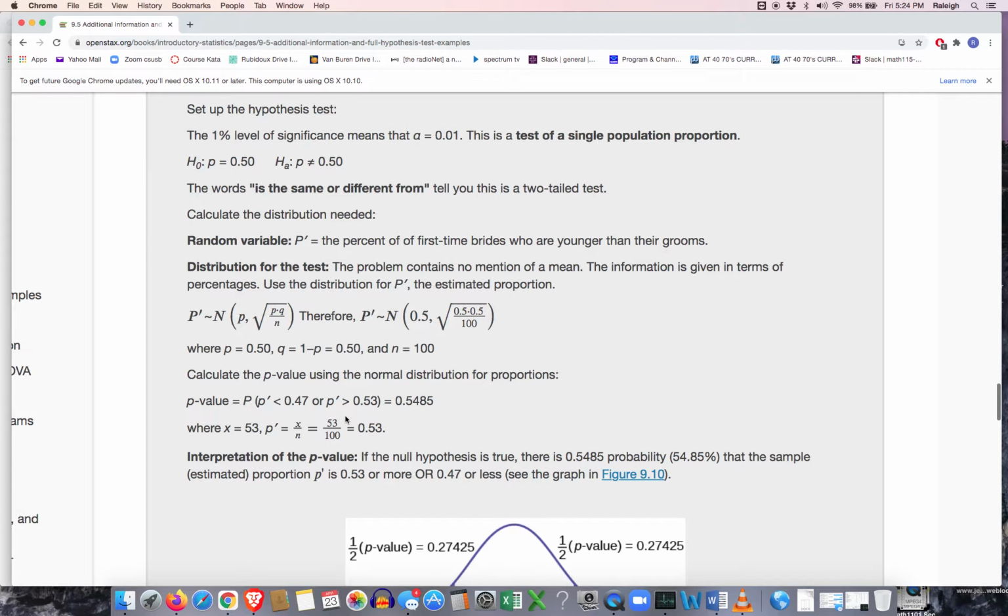You do not even come close to rejecting H0. You basically love H0 here. Please don't even think of rejecting it. So I'll try to say that as emphatically as I'm allowed to. You're going to go with the fact that it's still 50-50.